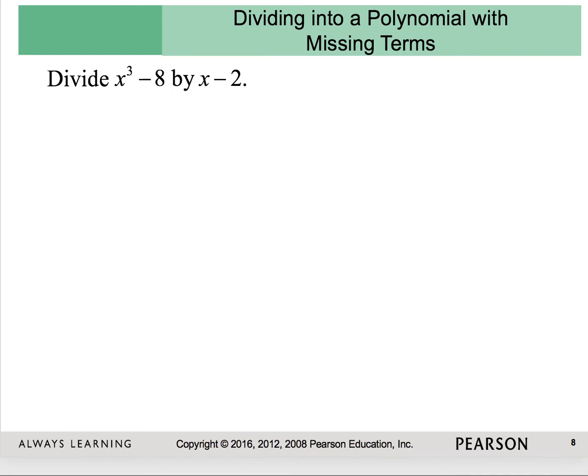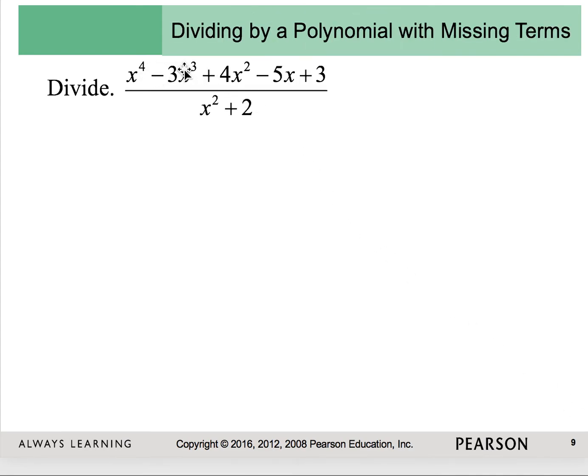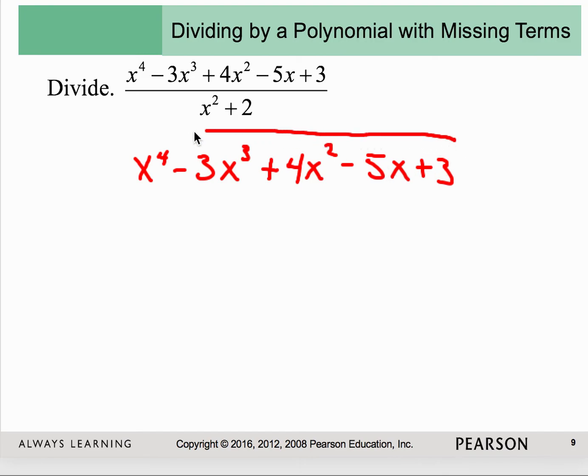All right, one more time. 4, 3, 2, 1, 0. Okay, but uh-oh, look at the divisor. It goes from 2 to 0. So I've got to fill in my placeholder there. All right, so x to the 4th minus 3x cubed plus 4x squared minus 5x plus 3. That's all good. 4, 3, 2, 1, 0. But I'm going to divide by x squared plus no x's, I have to tell the problem, plus 2.